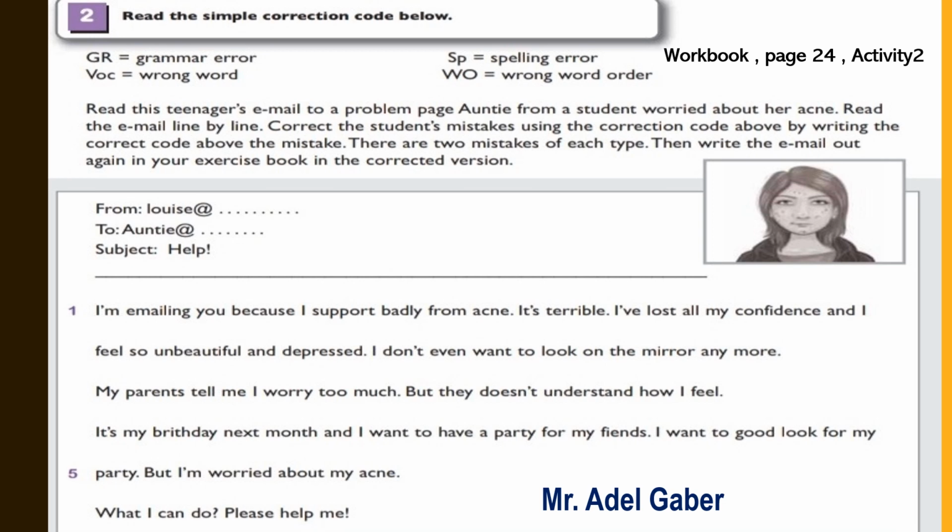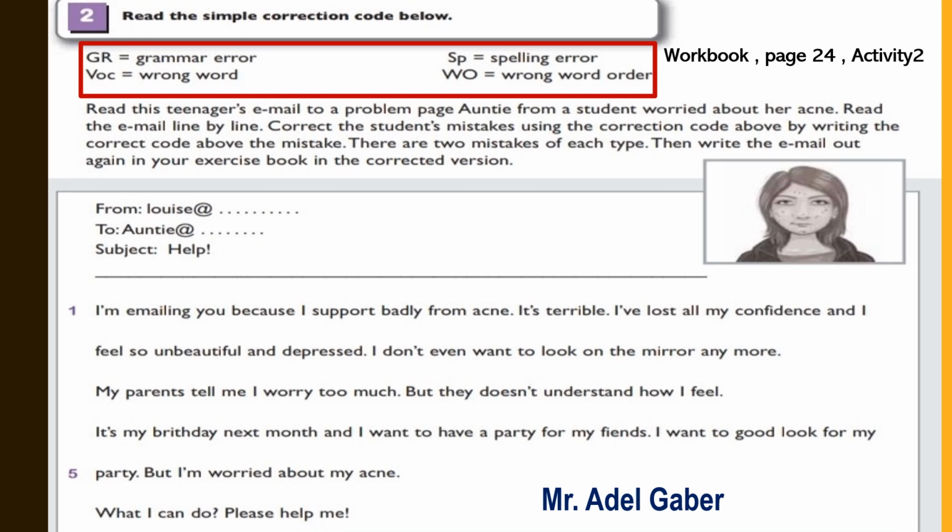Look at your workbook page 24, activity 2. Read the simple correction code below. This activity is an exercise in simple proofreading and editing. Look at the suggested correction code for any future proofreading and editing work. Write the letters related to each type of error clearly. GR means grammar error. VOC, wrong word. SP, spelling error. WO, wrong word order.